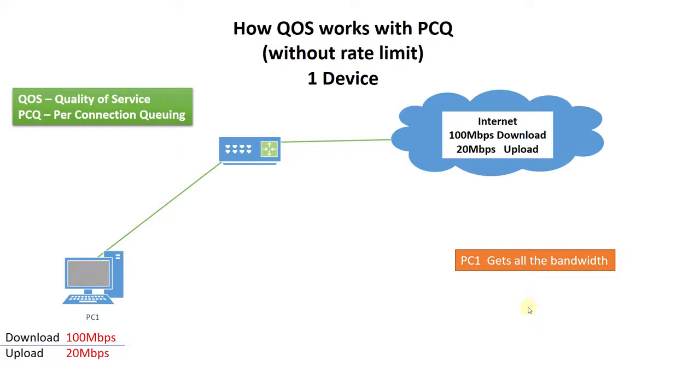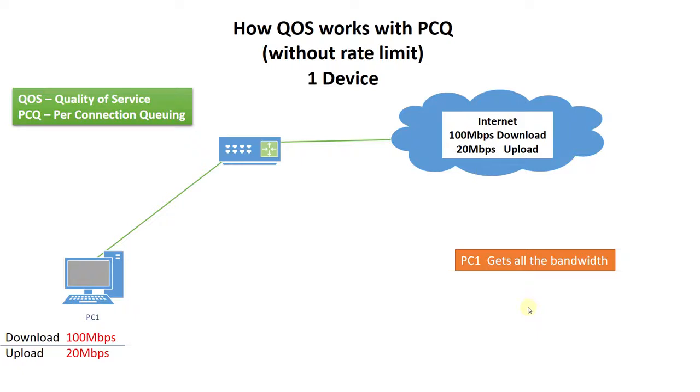PCQ stands for per connection queuing, and this works in conjunction with QoS, and it breaks the traffic into queues. When it breaks the traffic into queues, it allows better bandwidth management and parameters to be set based on the traffic.